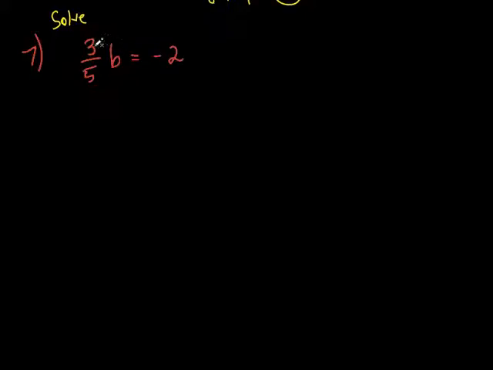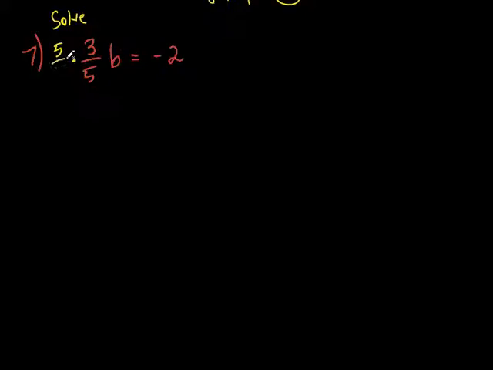So you have to get rid of the stuff that's with the b. This 3/5 right here is being multiplied by the b. So how do you get rid of that 3/5? You could divide. A lot of people say divide, and technically that's right. But Mary, what'd you say? Multiply by the reciprocal. That's right. That's the same thing as dividing. Division is the same thing as multiplying by the reciprocal.